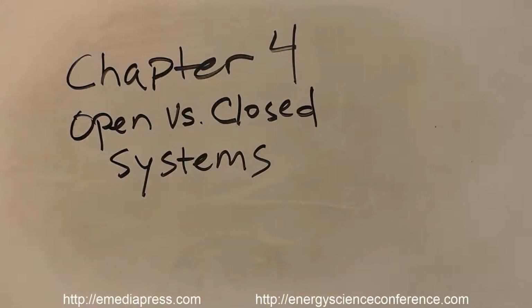Okay, this section is on Chapter 4, which is open versus closed systems. And this, in my opinion, is probably the most important chapter or concept out of the entire book, and it's the most important concept out of all so-called free energy research, because this is what makes the distinction that shows that free energy claims are not mysterious or woo-woo or wacky or anything like that.